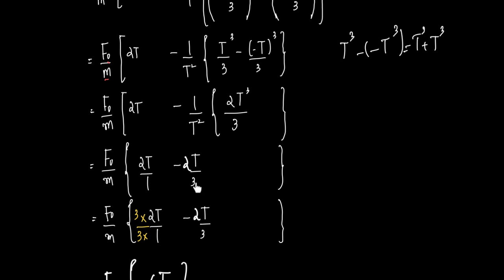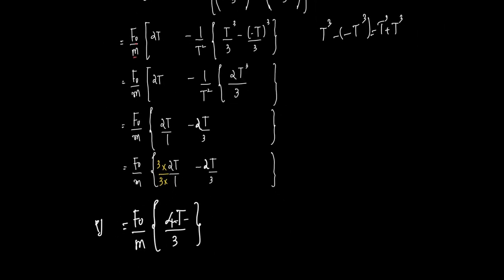I'll multiply 3 on the numerator and the denominator. So what is 6t by 3. 6t minus 3t is 4t. And therefore, v is equal to F0 by m into 4t by 3.